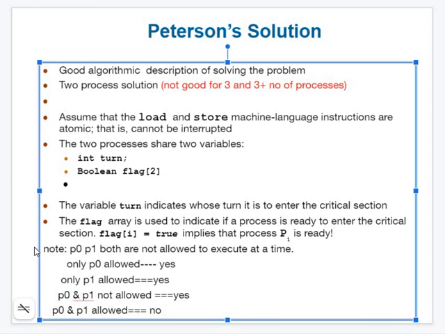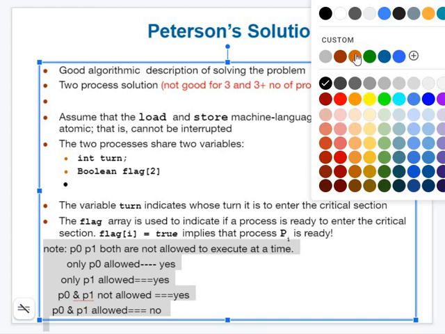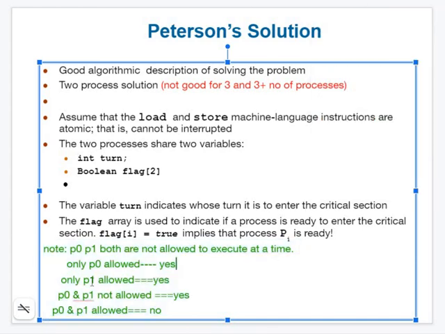Why? I hope you can understand slightly. Here are the points I wanted to explain. Only P1 allowed, yes. Only P0 allowed, yes. P0 and P1 both not allowed, meaning no execution, that is also a case. But P1 execution allowed and P0 execution also allowed at the same time, this case is not present. That is the meaning of this statement, in a very simple way. Both cannot execute. Anyone can execute. Both not executing is allowed. That's what it means.